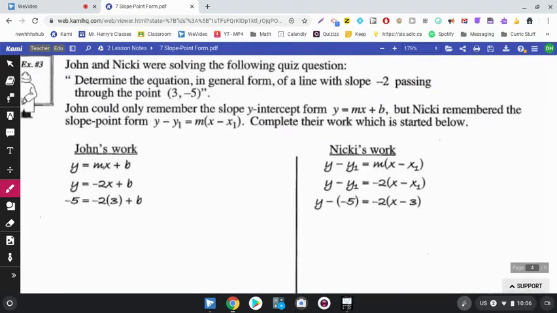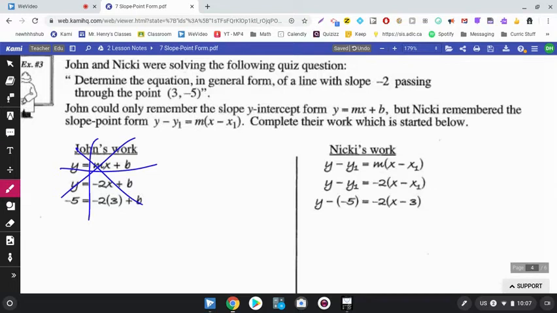Let's see. John and Nikki were solving the following quiz questions. Determine the equation in general form of a line with a slope -2 passing through the point (3, -5). John could only remember the slope y-intercept form, but Nikki remembered the slope point form. Complete their work, which is started below. Okay, John is doing a method that I don't particularly care for, so we're not going to do his method. I would forget about that, and we'll just do Nikki's work.